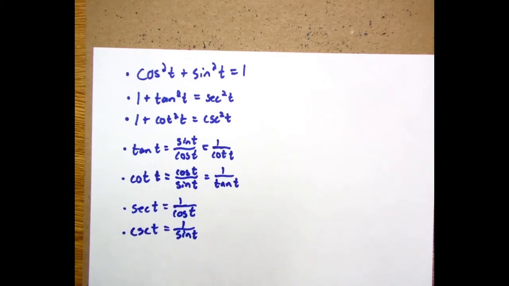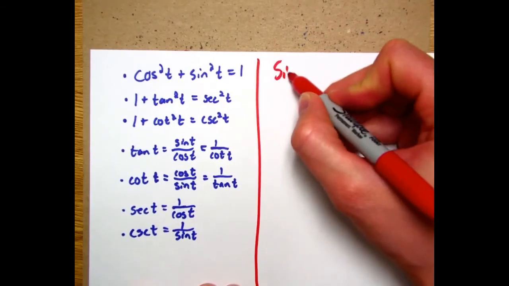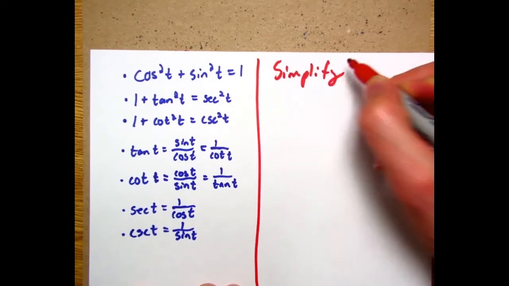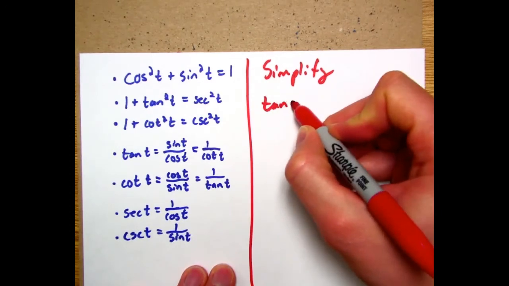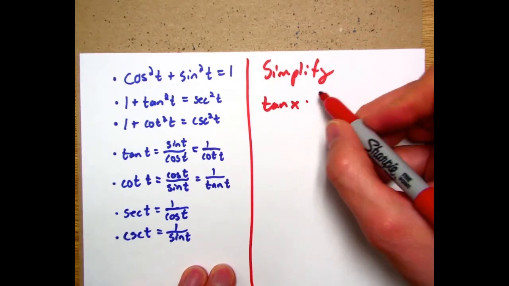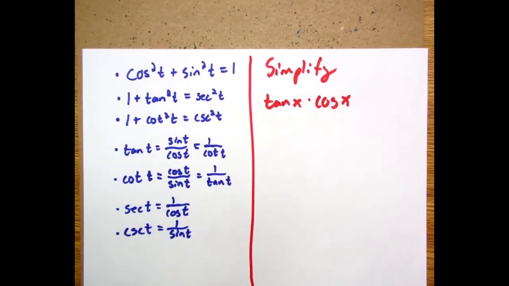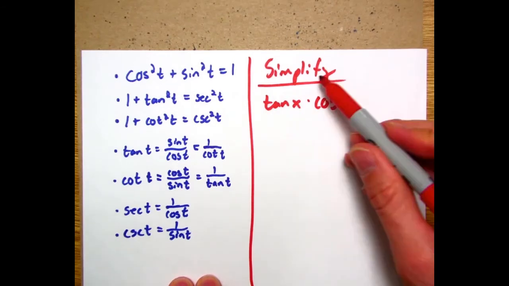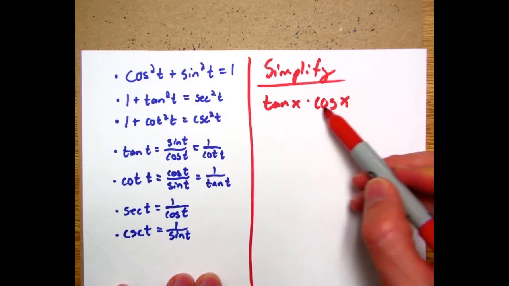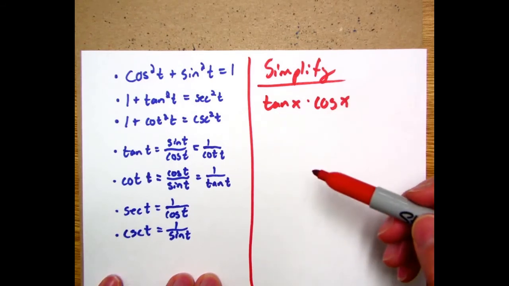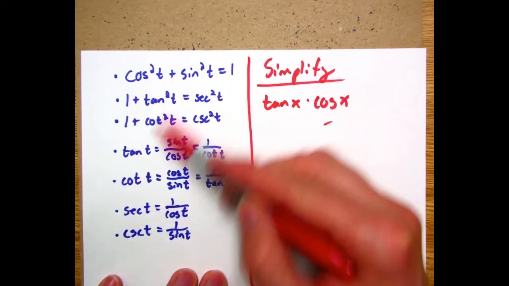I might have something that says to simplify the expression, and they give me tangent x times cosine of x. All right. Well, typically when they say simplify, they mean you probably want to have just one of your trig functions left if possible. You don't want to have multiples. So we're just going to work through some of our properties to get that to happen.